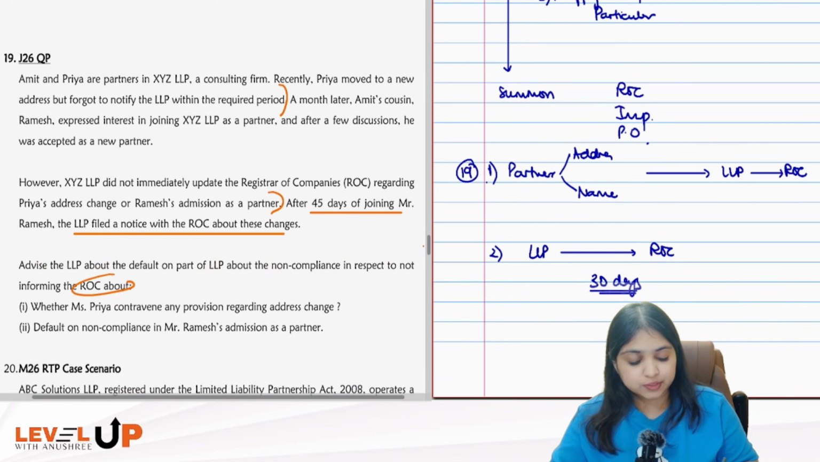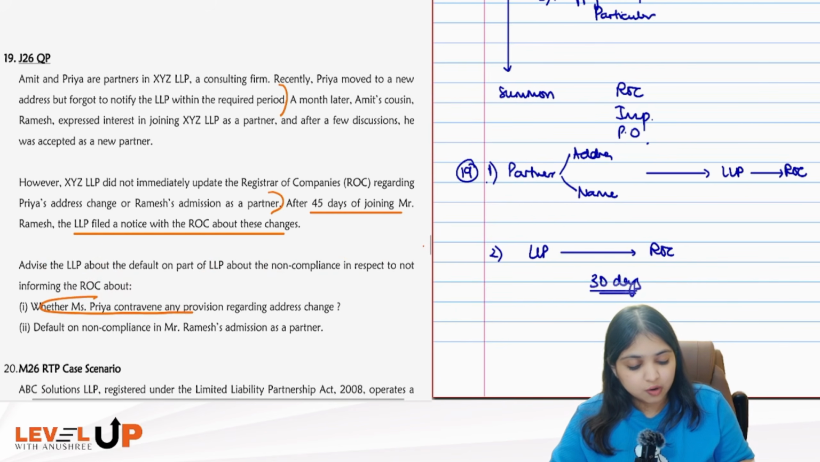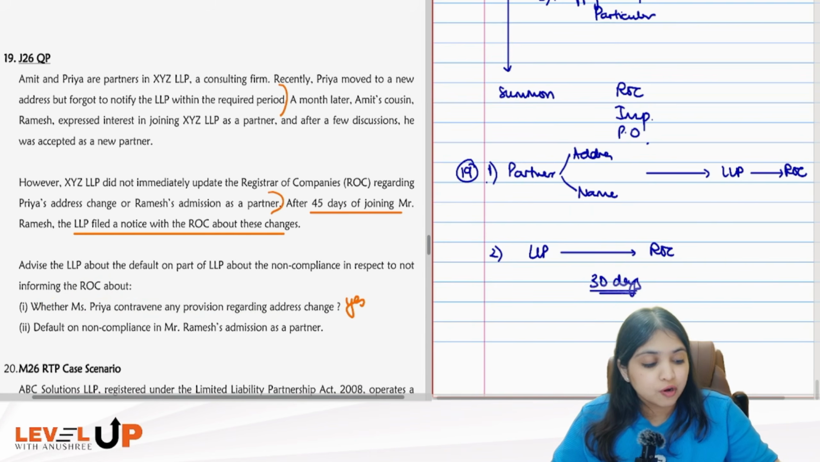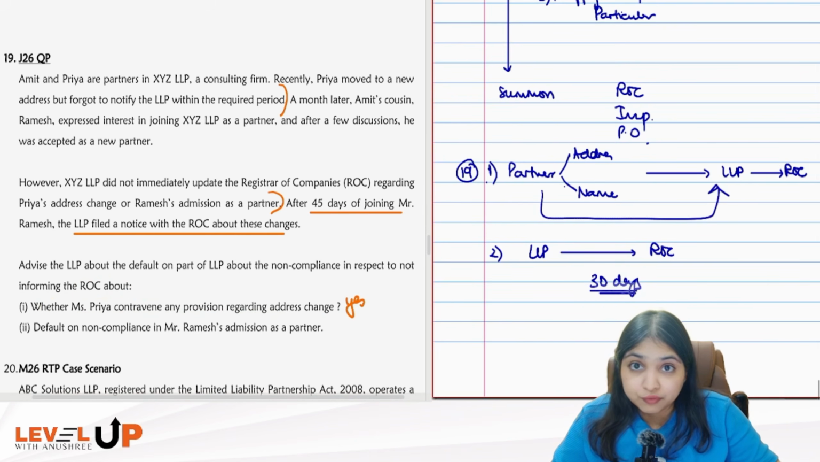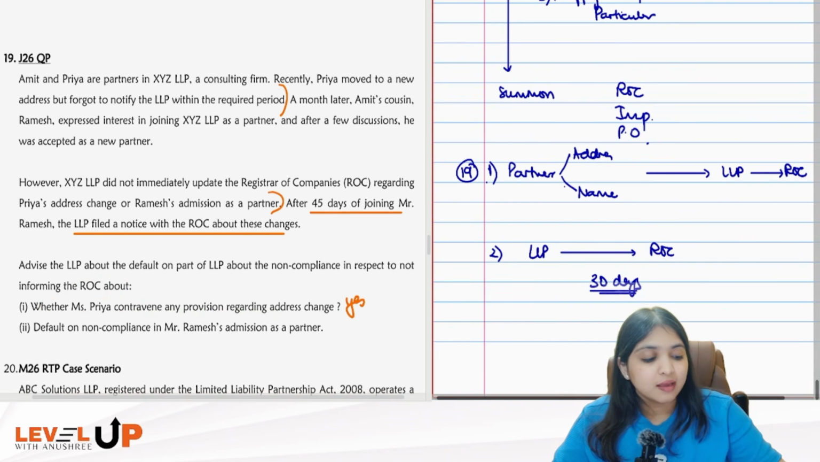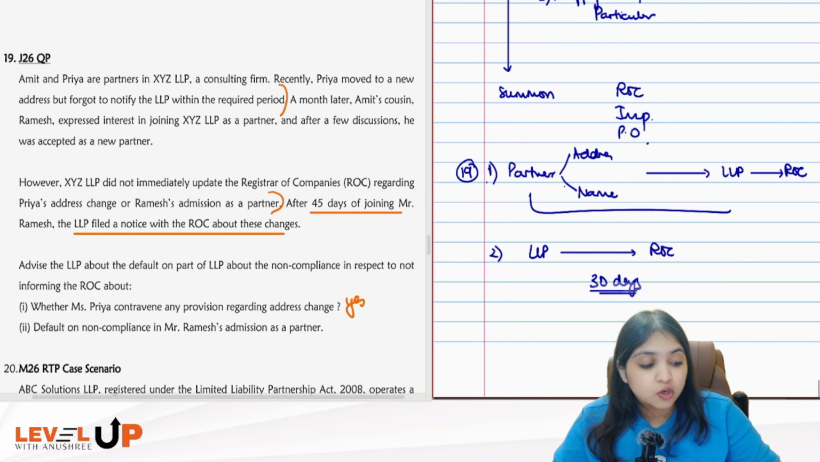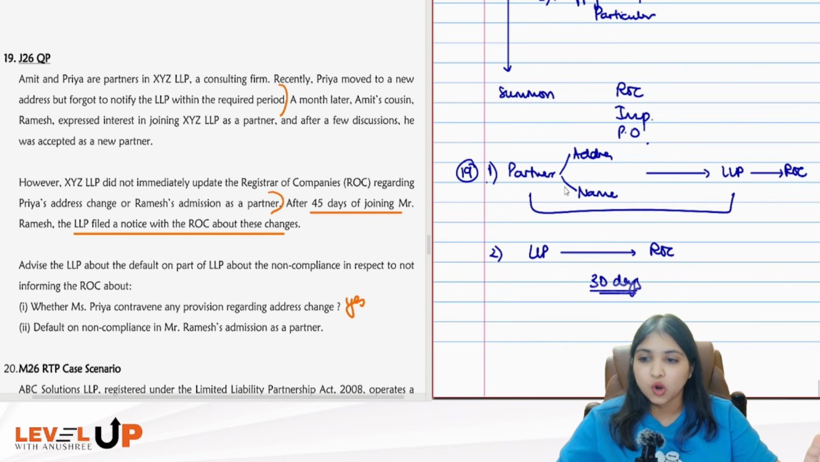Whether Ms. Priya contravened any provision regarding address change. Yes, Ms. Priya has contravened. She was supposed to inform the LLP about the change within 15 days of the change. Only then can LLP inform ROC about this within 30 days of the change. So she did not inform the LLP. Definitely she has done a contravention.